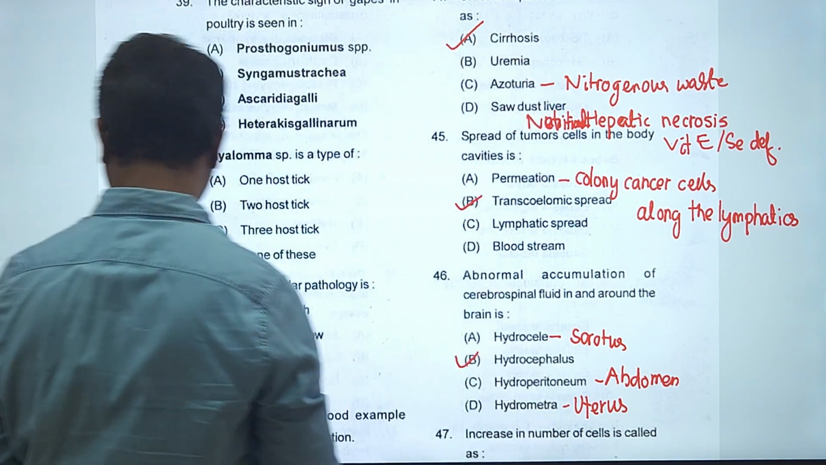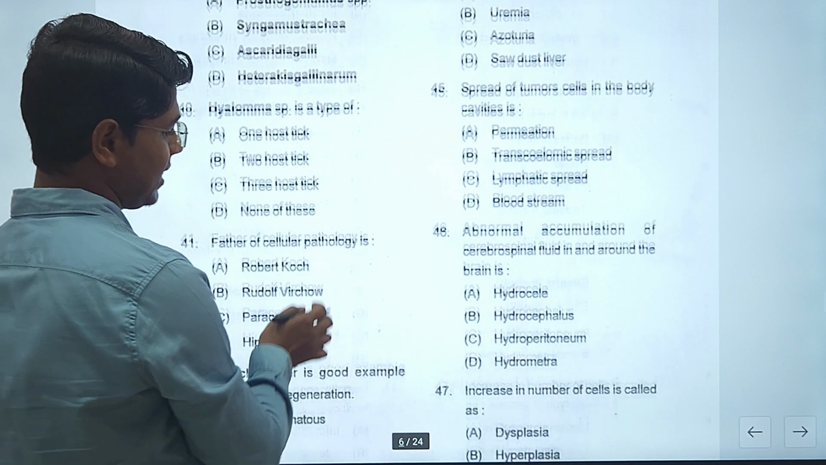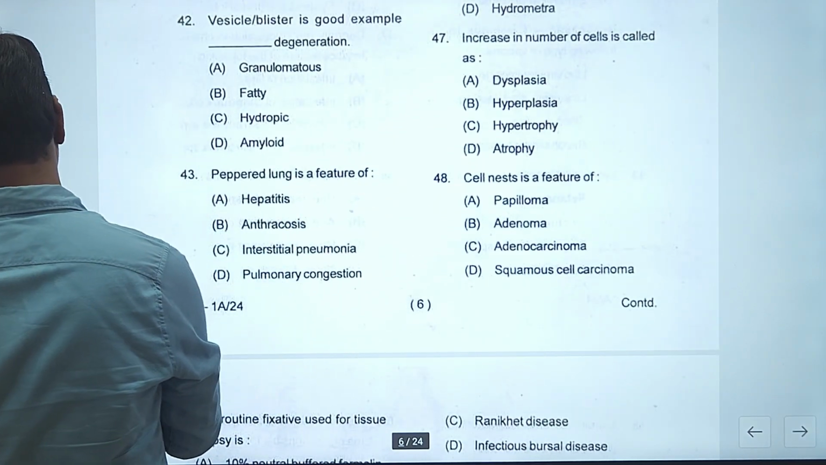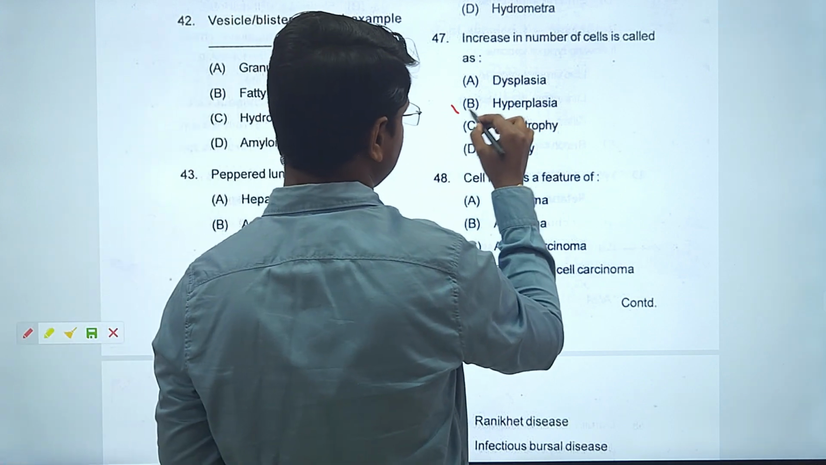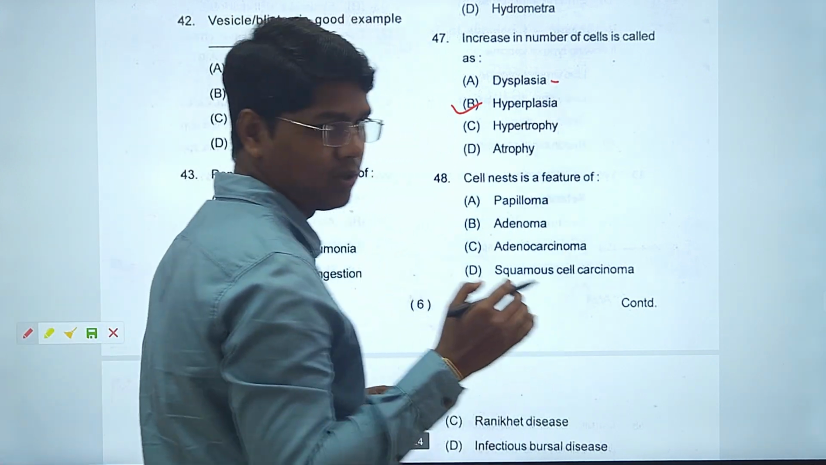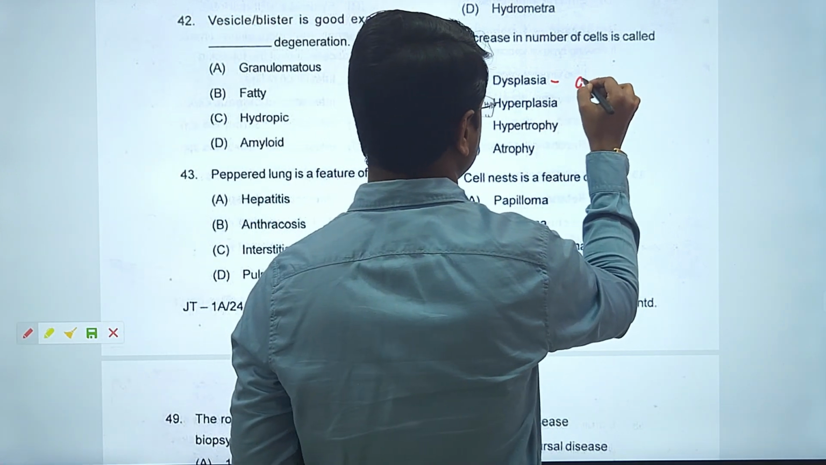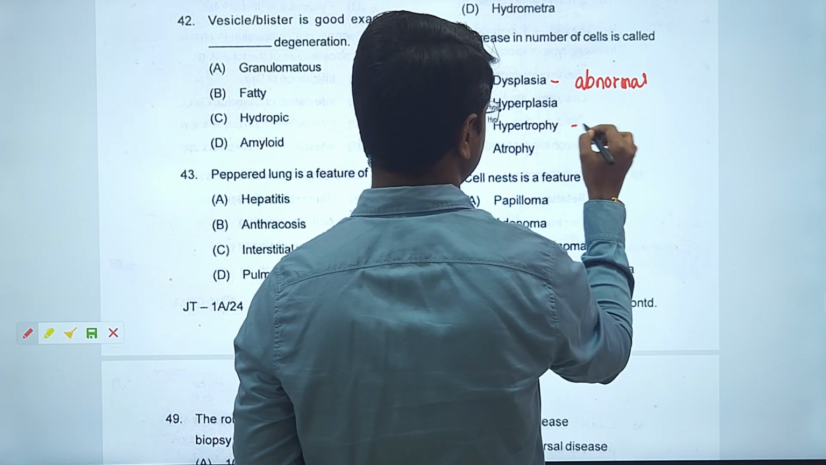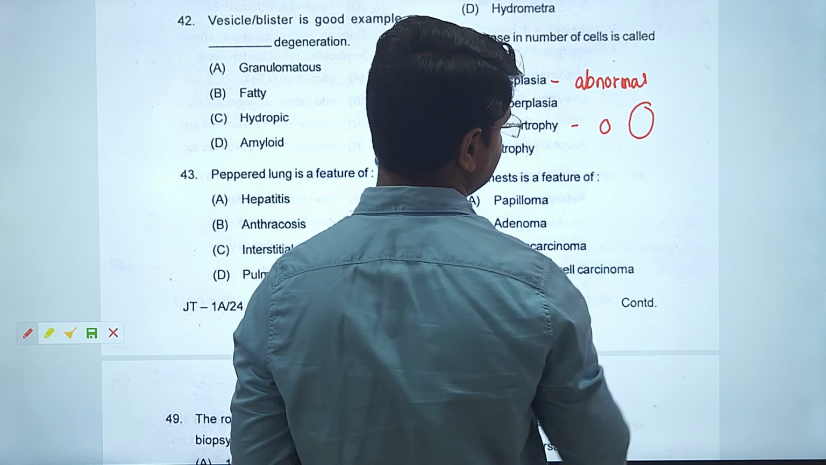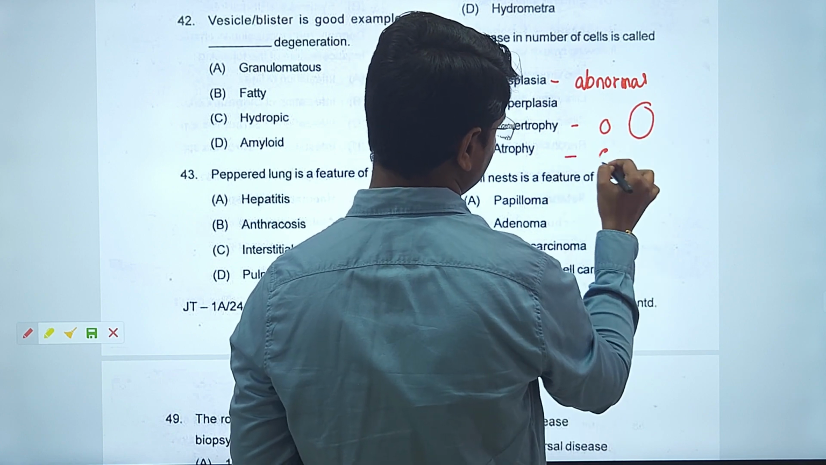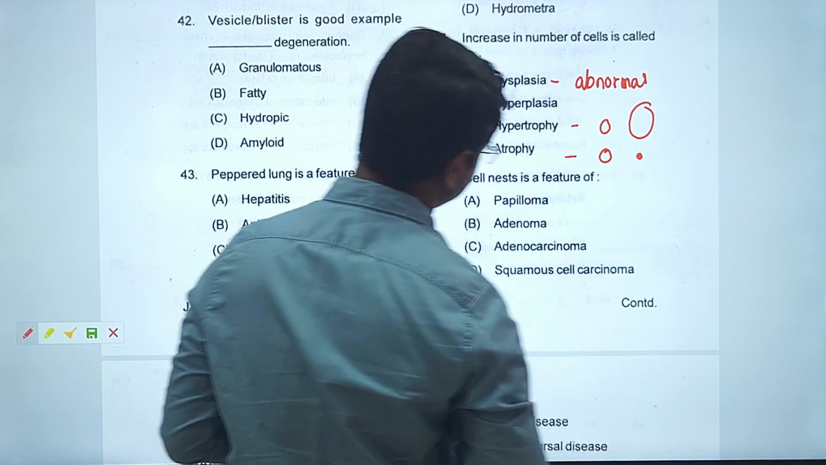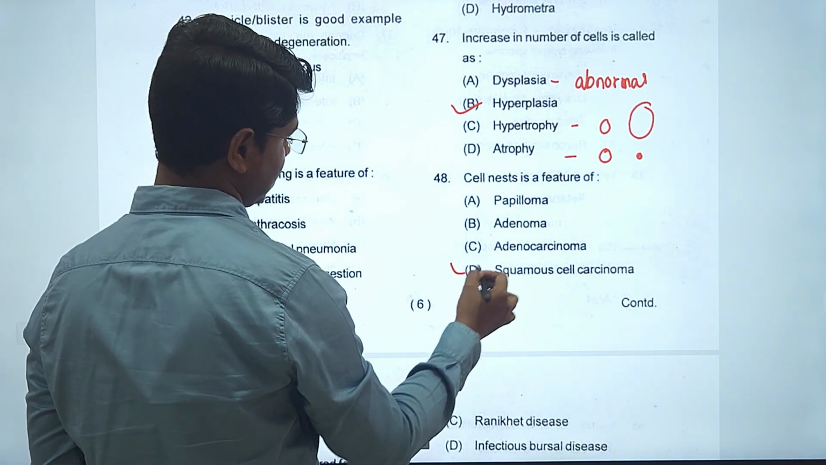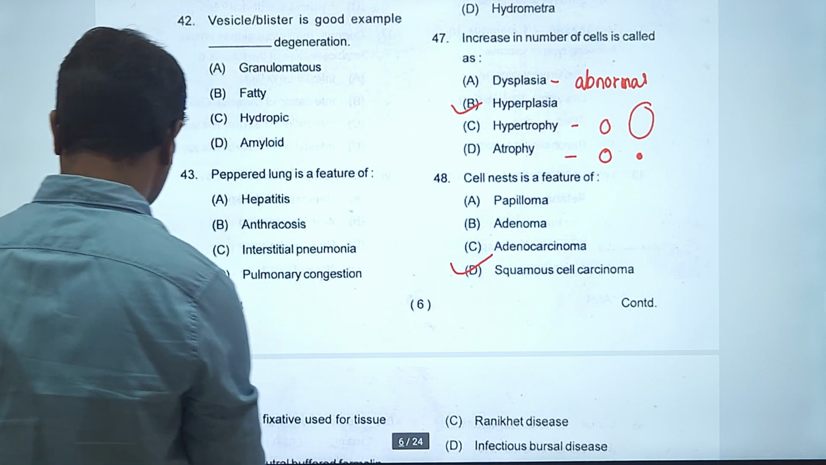Next question, increase in number of cells is called hyperplasia. Dysplasia means the normal cells are replaced by abnormal cells. Hypertrophy means the individual cell size is increased. Atrophy is when the individual cell size is decreased. Cell nests are a feature of squamous cell carcinoma, SCC.